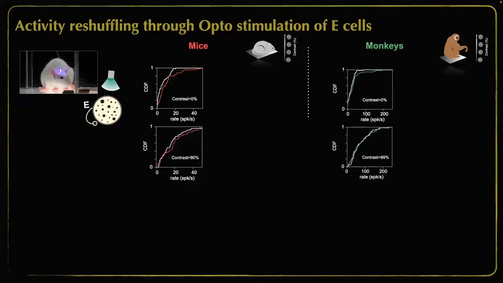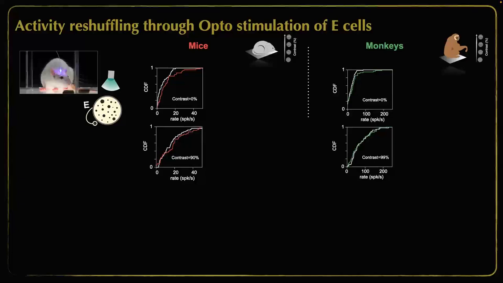Now, when instead of being in the dark, you have a stimulus in the mouse, nothing really changes. The distribution of activity is already shifted by the visual stimulus. It gets shifted a little bit more by the optogenetic perturbation. But in the monkey, this weird thing occurs in which you don't really have a change of the distribution of activity at all.